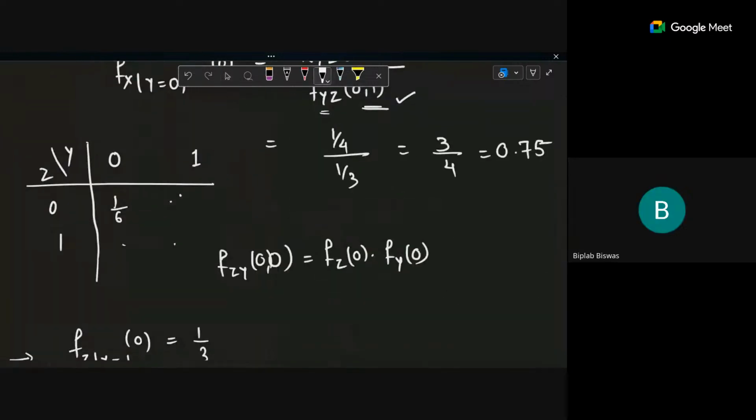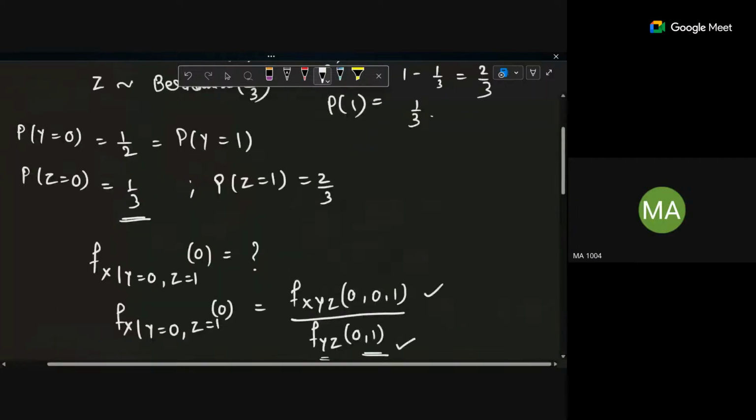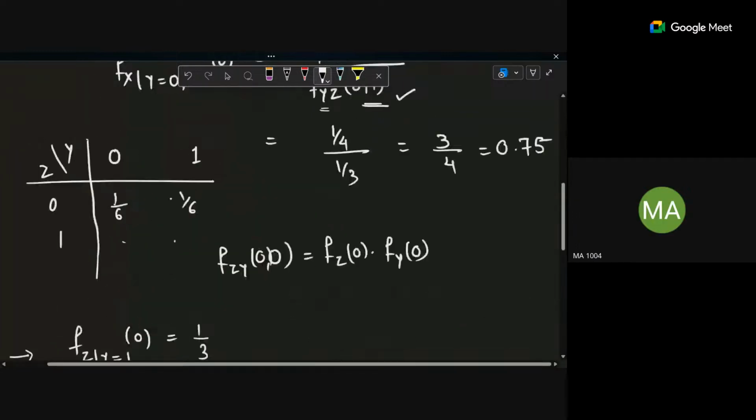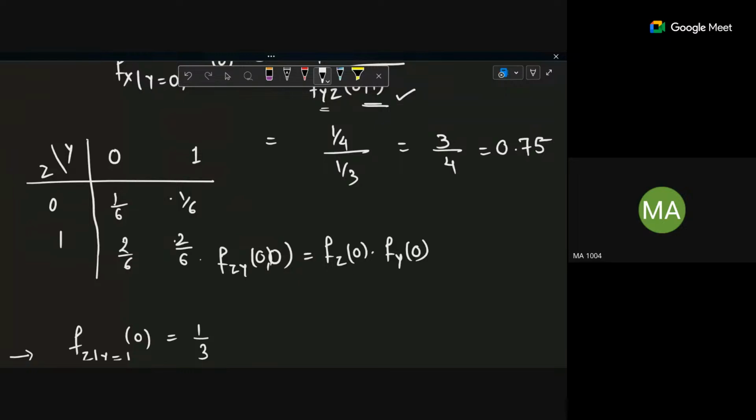Third one also will be 1 by 6. 1 by 6, 1 by 6. Now z taking 1. Z taking 1 is 2 by 3. So it's 2 by 6, 2 by 6. Okay, so just take your sum. It is going to be 1 by 1, 1, 2, and 4, 6.